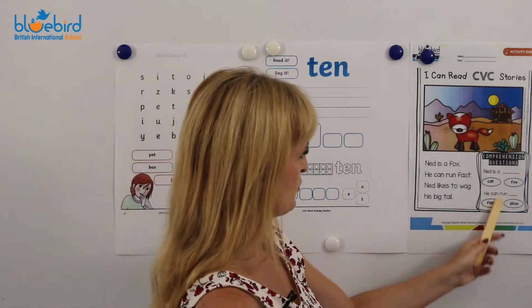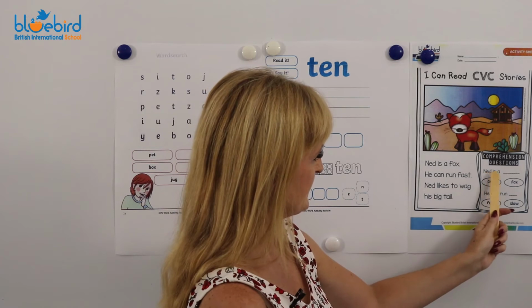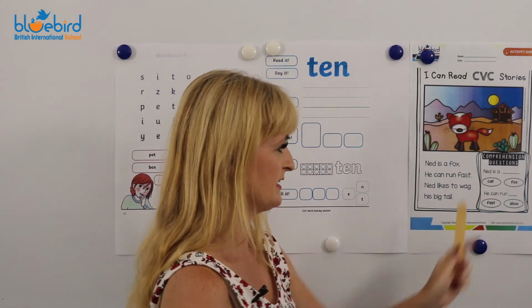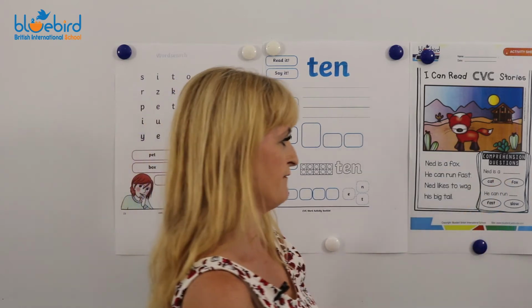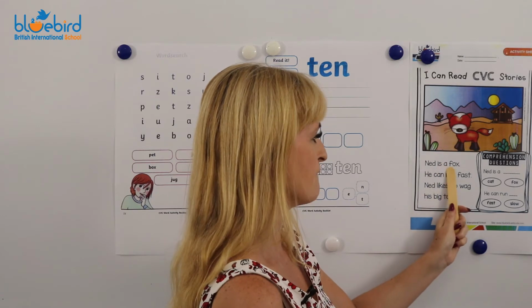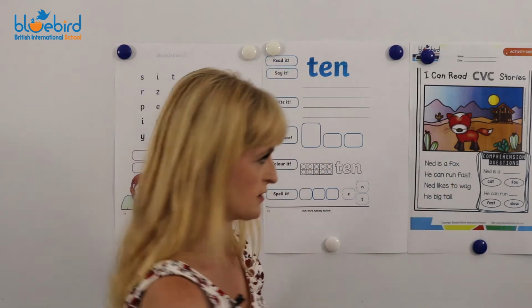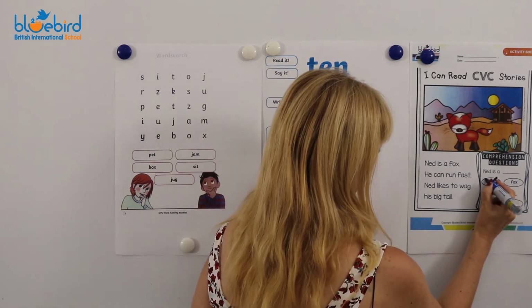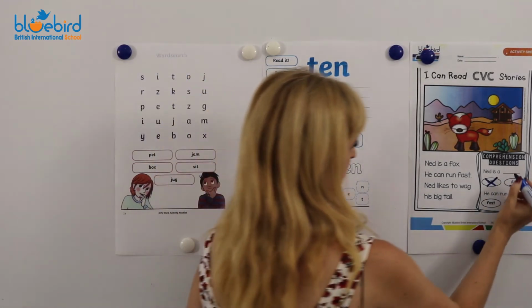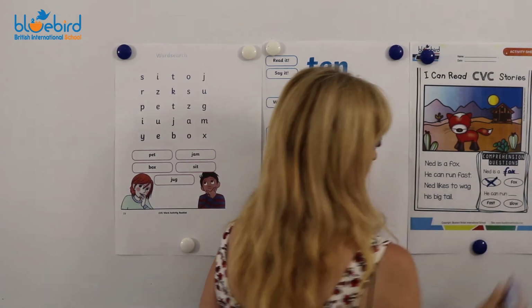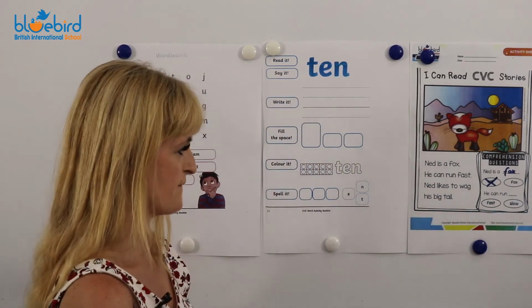So now we have some questions. Ned is a cat or a fox? Is he a cat or is he a fox? So let's look back. Ned is a fox. He's a fox. So he's not a cat. Ned is a fox.